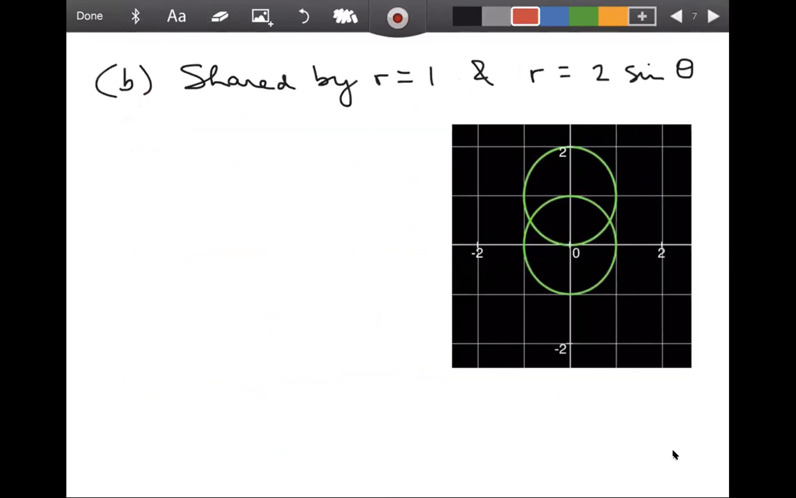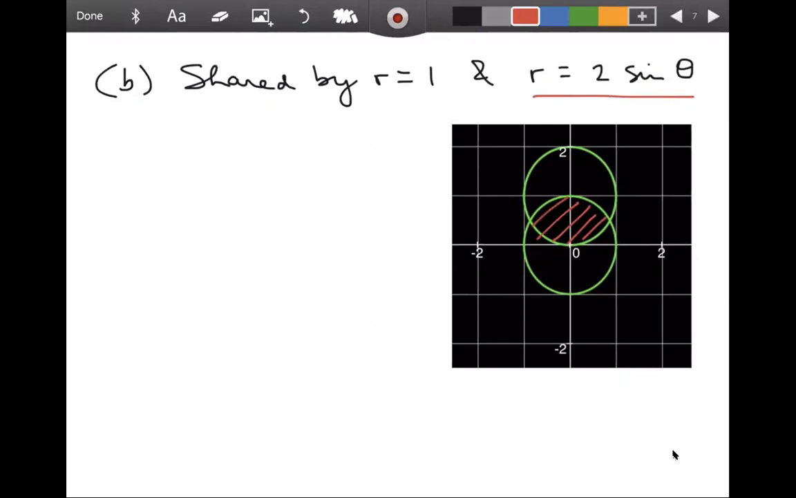Okay, so now we're looking at the area shared by the circles r equals 1 and r equals 2 sine theta. So I did not go over the details of graphing this particular curve, r equals 2 sine theta. So that's something that you might want to pause the video and try to work on first. Just convince yourself that that really is the graph of a circle or the equation of a circle. All right, so hopefully you can see that the region we're looking for is this region here.